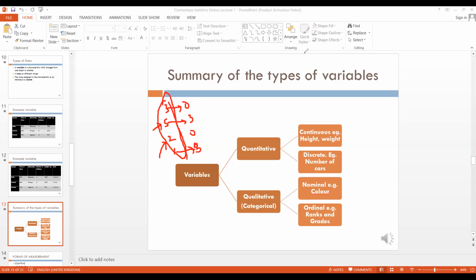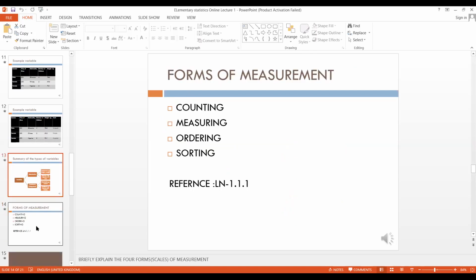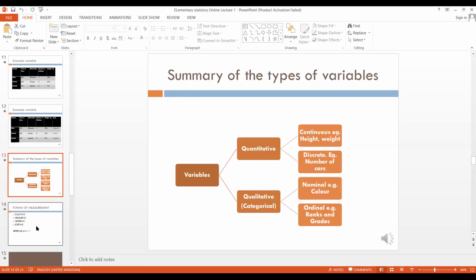Any questions so far? So far, I'm cool. Very well. So this gives us the types of variables. Let me summarize it again. We have 2 main types of variables: quantitative and qualitative. Under quantitative, we have continuous and discrete. Under qualitative, we have nominal and ordinal. Even under the ordinal, we have ranks and levels.